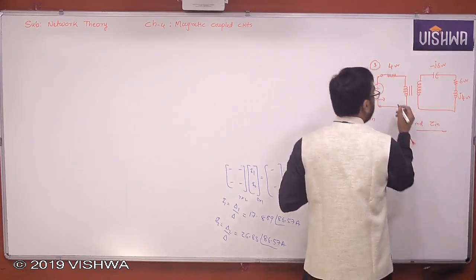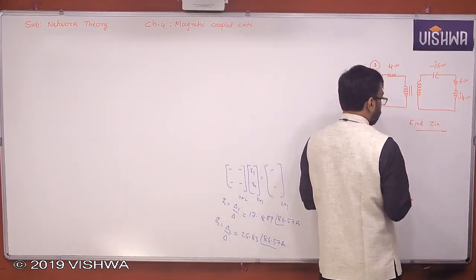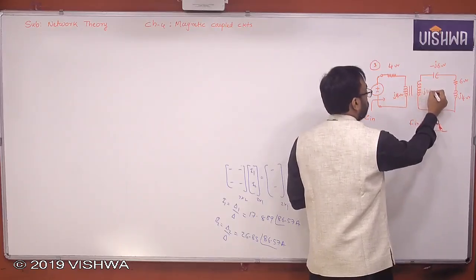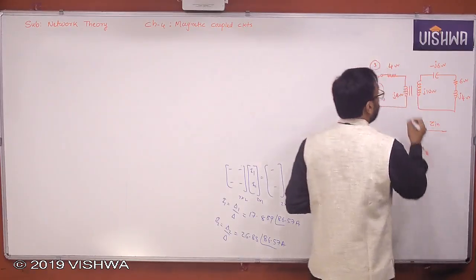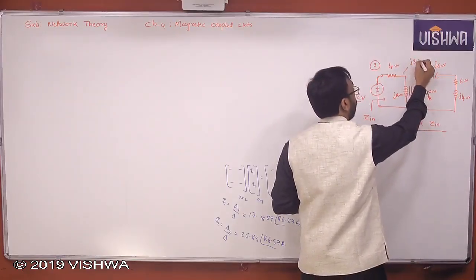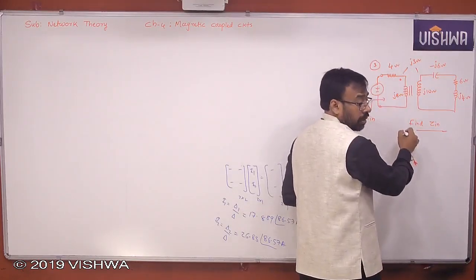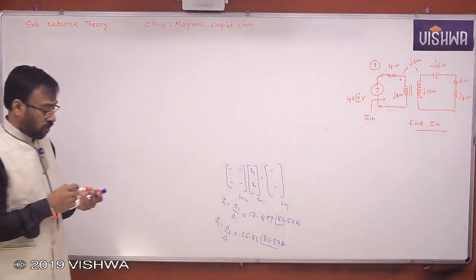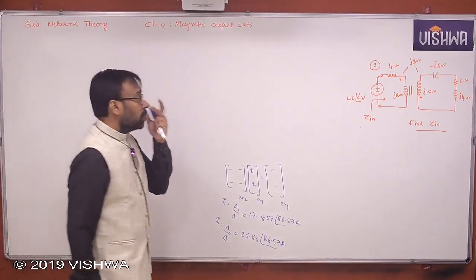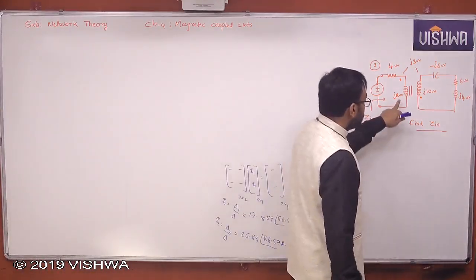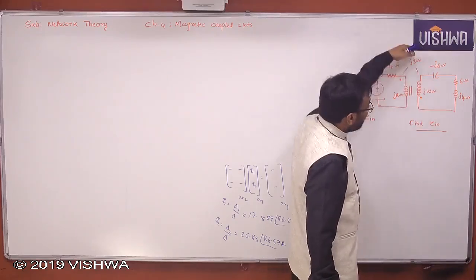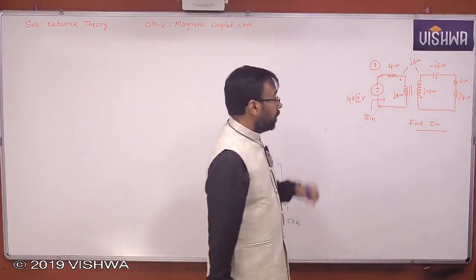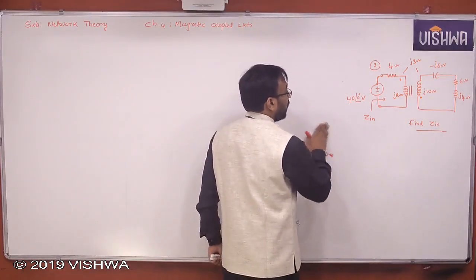Here J8, J10 ohm, J3 ohm. These are the dots. Clear? Understood all of you? Zn is asking. The data is J8 ohm, J10 ohm, J3 ohm mutual reactance. Dots are located like this. The dots are already given. Is asking input impedance.